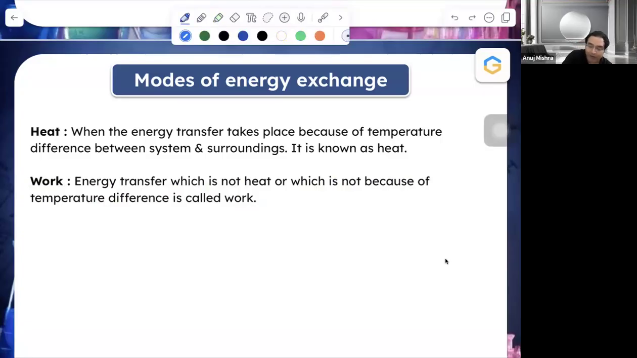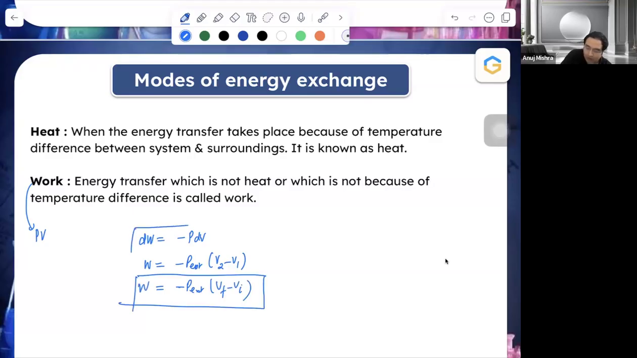So work, you must have heard of work can be PV work. Okay, PV work is defined as dW is minus PdV, or W is minus P external (V2 minus V1), or minus P external (V final minus V initial). ये सब फॉर्मूले होते हैं. ये रिवर्सिबल में यूज होगा, ये इरिवर्सिबल में यूज कर सकते. Okay, any problem in this? So work can be PV, work can be non-PV also. There can be non-PV work as well.